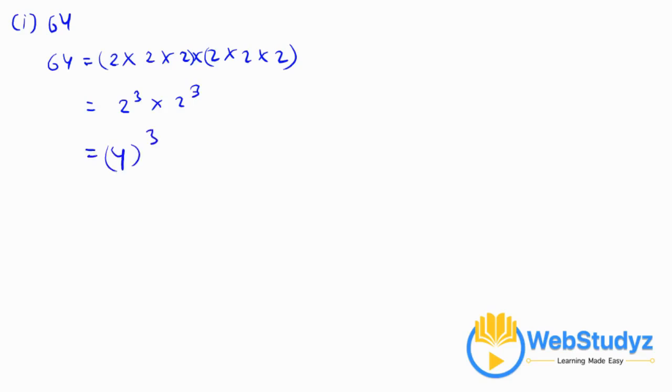First we have 64. So let's write down the factors of 64. Factors of 64 are 2 into 2 into 2 into 2 into 2 into 2. So here we have two triplets of 2. This can be written as 2 to the power 3 into 2 to the power 3. That means this can be written as 4 to the power 3.